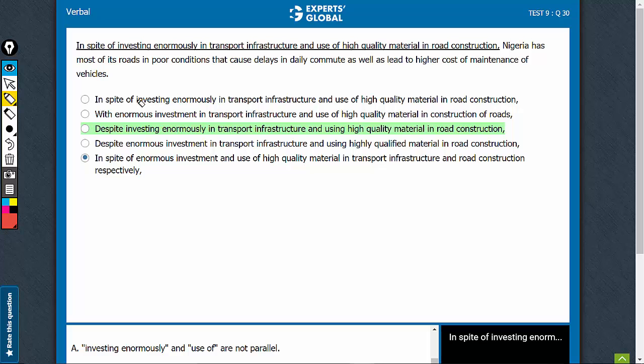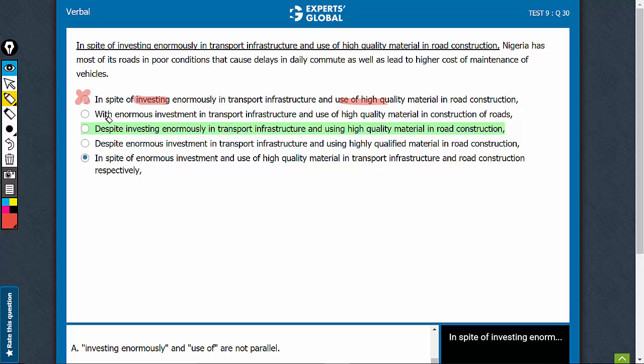In spite of investing something and use of something else. These two are not parallel. Investing and using may have been parallel. So A can be eliminated for not conserving parallelism.